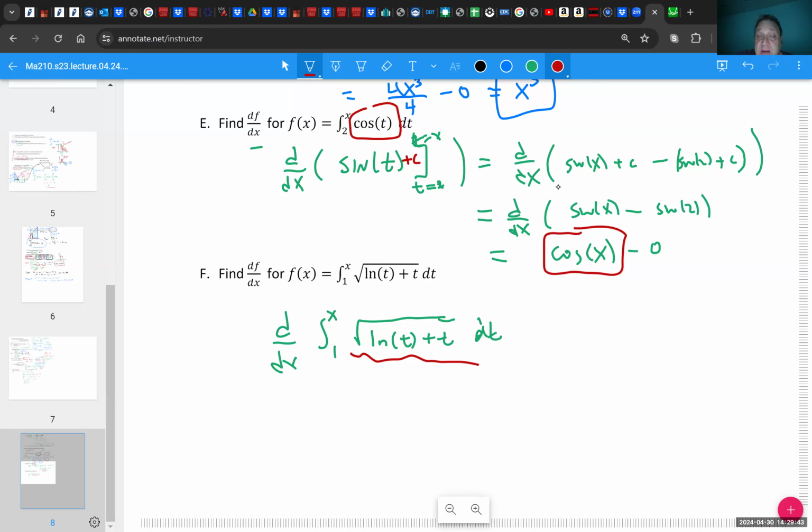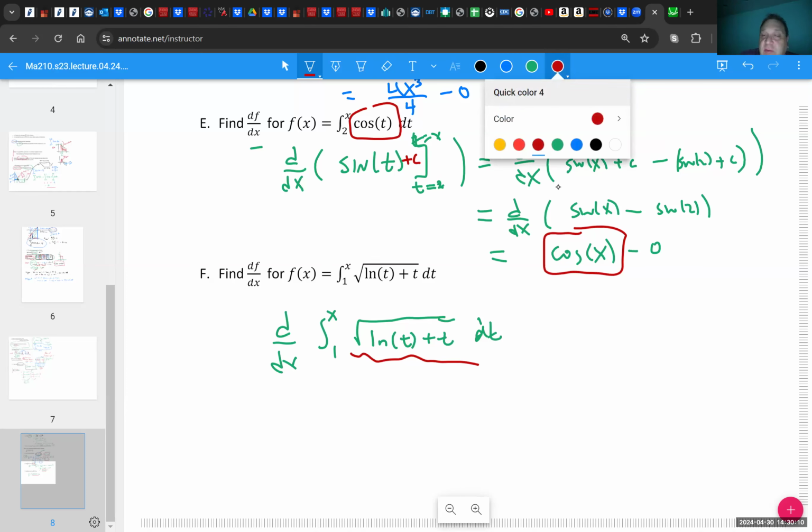simplify, and I can't think of a function whose derivative is equal to square root of ln t plus t. It just seems like I don't know what the antiderivative of this function is. The key thing is it doesn't matter. Whatever the antiderivative of this is, we're going to be plugging in 1 and x, and we're going to be differentiating. So let's just pretend we knew the antiderivative.